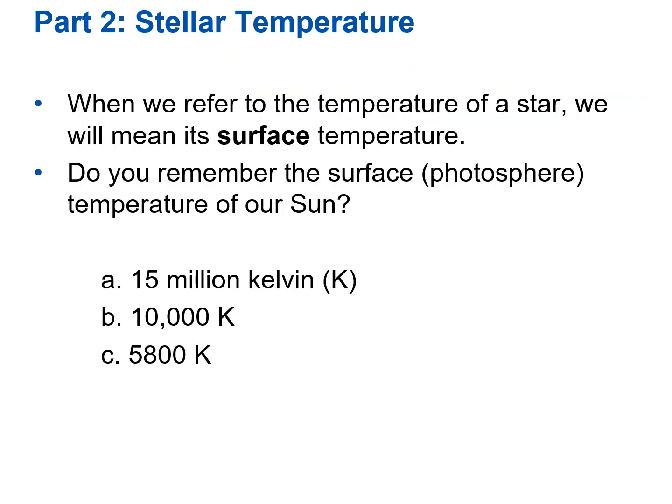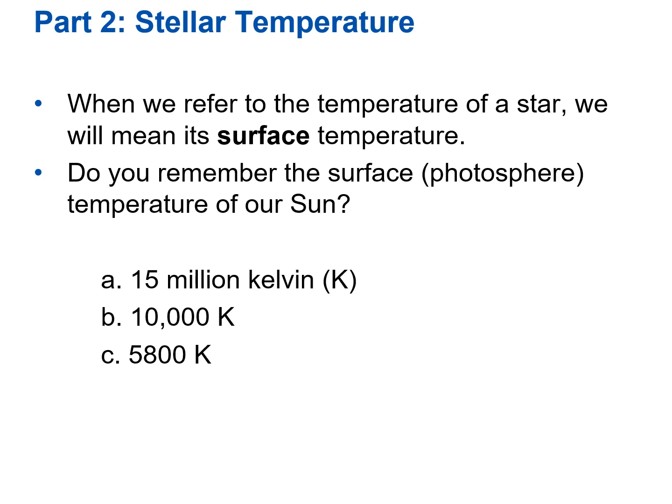When we refer to the temperature of a star, we will mean its surface temperature. In chapter 14, when you studied the sun, you learned that the core temperature was very, very hot, hot enough for nuclear fusion. And then as you move from the core outward to the surface, the temperature got cooler and cooler. And then once you got to the photosphere, into the chromosphere and the corona, the temperature actually increased. But in the context of when we're comparing stars, when we talk about the temperature, we'll be talking about the photosphere, meaning the surface temperature.